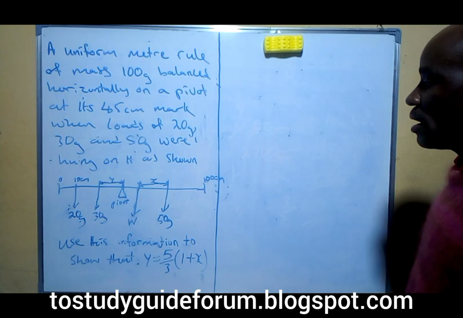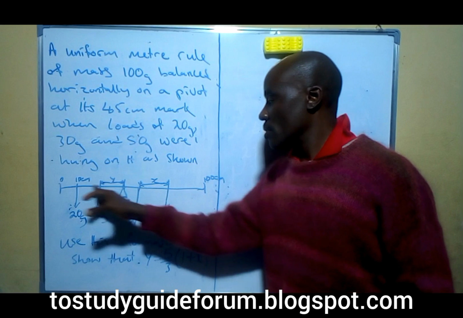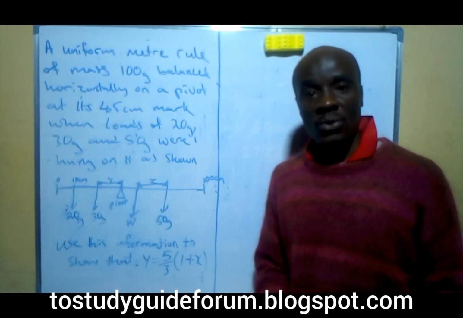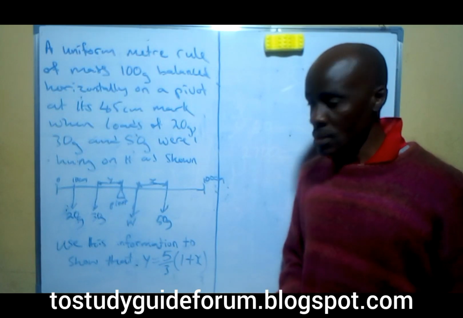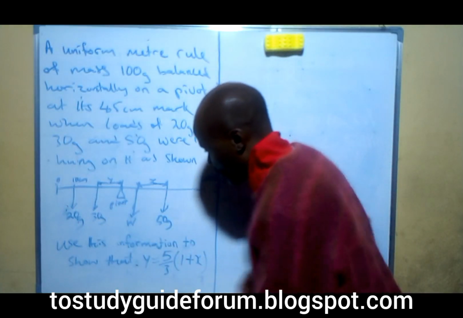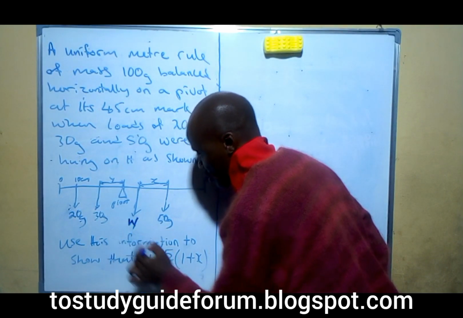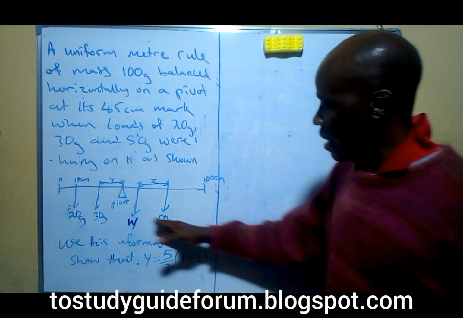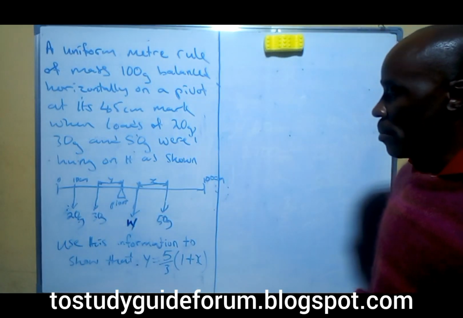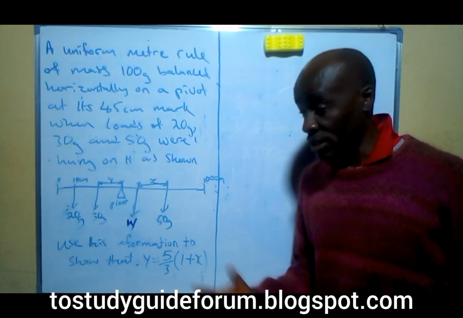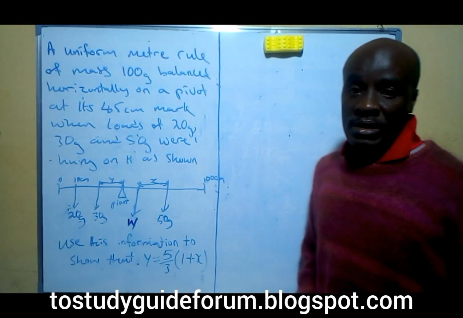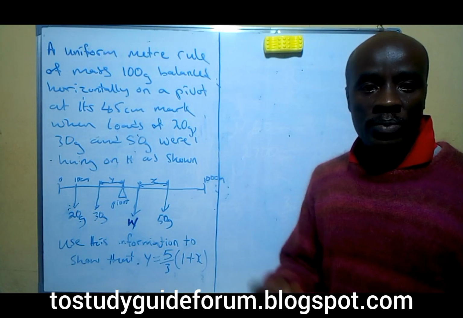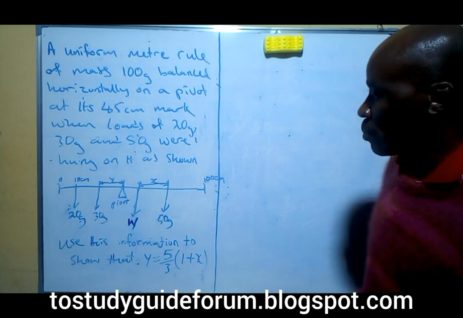Based on that, we know that the force of gravity of this meter rule always acts at the middle. At the middle point, that's where W stands for the weight of the meter rule. And then we have other masses hung on it. This has to do with moments. Moment is the turning effect produced by a force at a point.